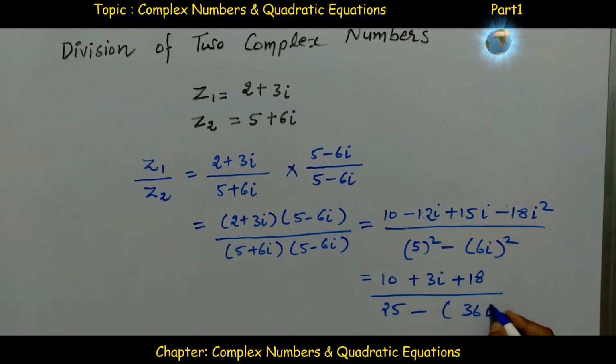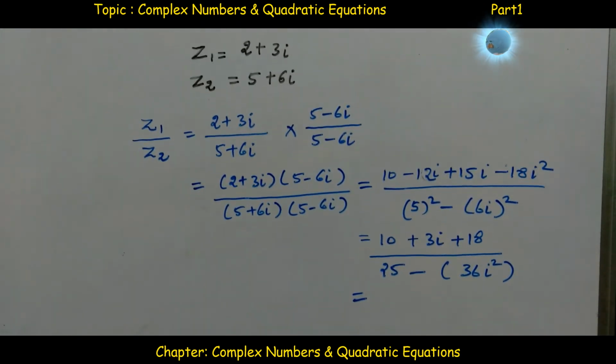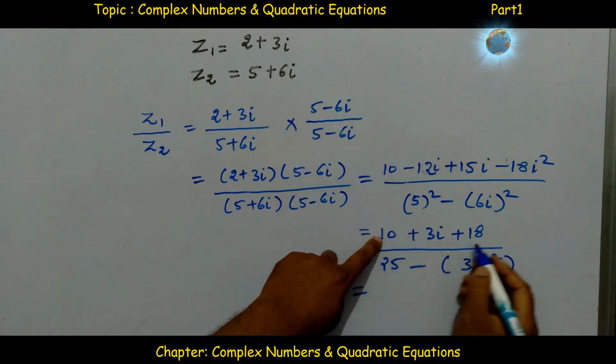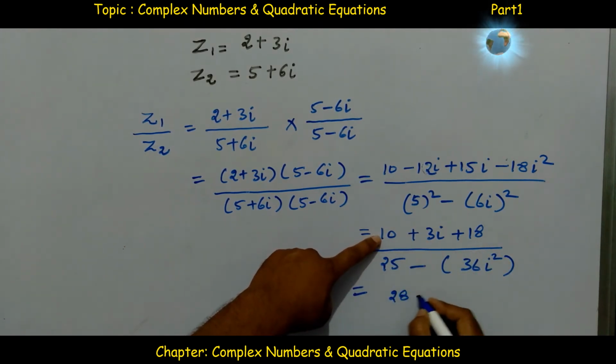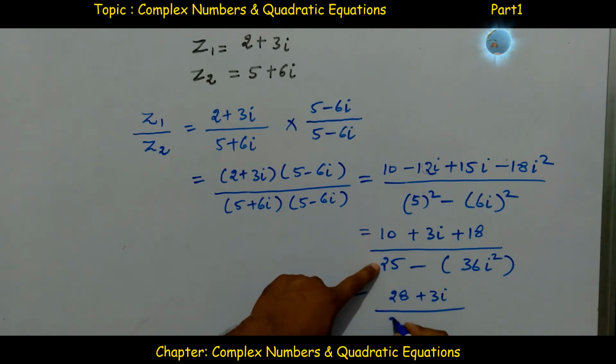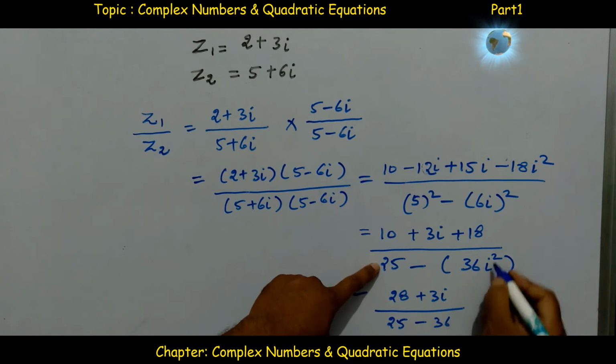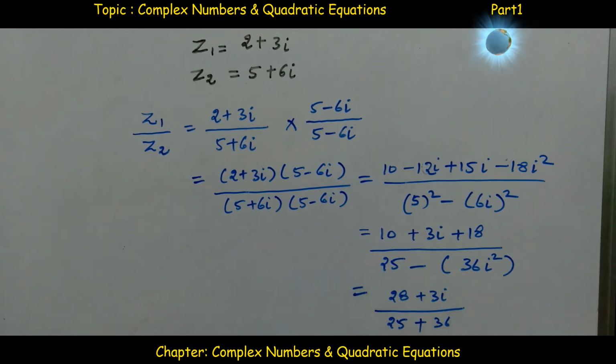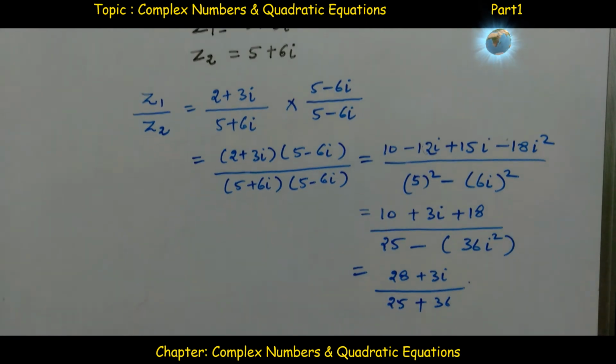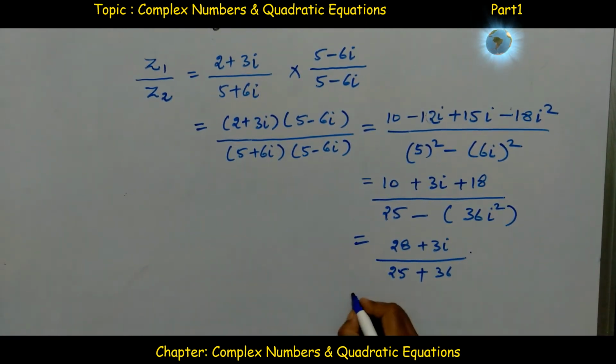Iota square, again, in the next step. What is this? 10 plus 18 is 28, plus 3 iota, whole divided by 25 minus 36 into minus 1, that is plus 1. So what is the final answer? We can write it this way, 28 divided by, what is the sum? 25.